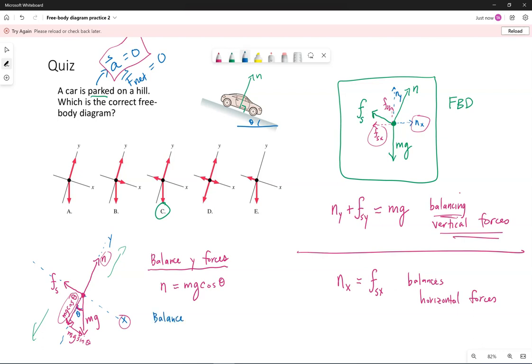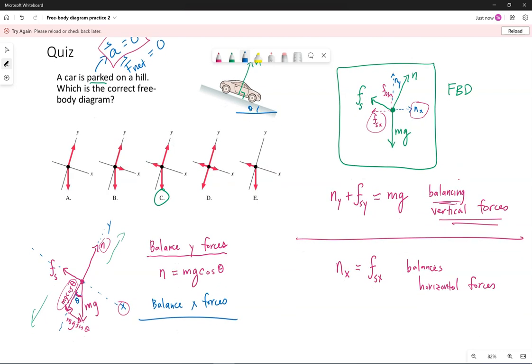Similarly, we want to balance the x forces. In the x direction, we're talking this rotated x direction, we have this component of gravity down here, the mg sine theta, pointing in that positive x direction. That has to balance out with the static friction force pointing in the negative x direction. Notice, when we look at these, we have the normal force related directly to mg cosine theta. We have this friction force related directly to mg sine theta.